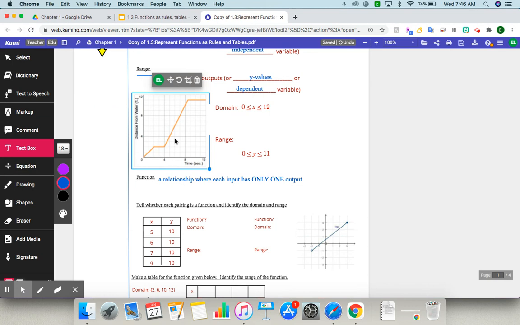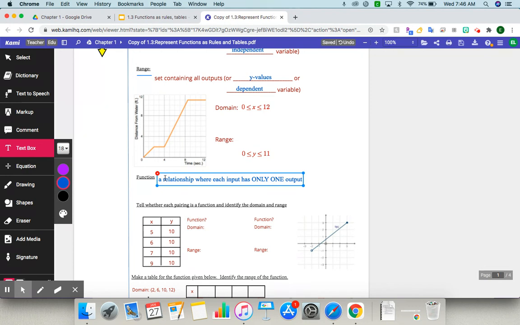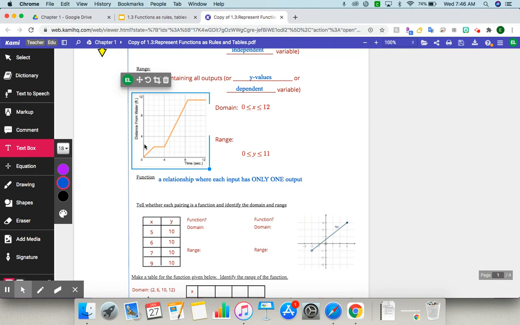The above graph is considered a function because it is a relationship where each input has only one output. What I mean by this is for every second in time, there is only one possible distance from the water. And because of that, this is defined as a function.